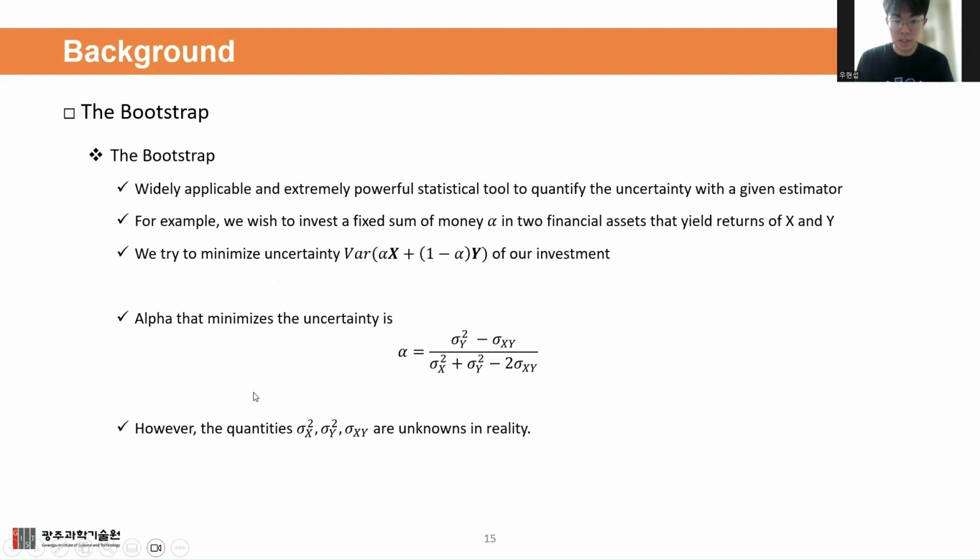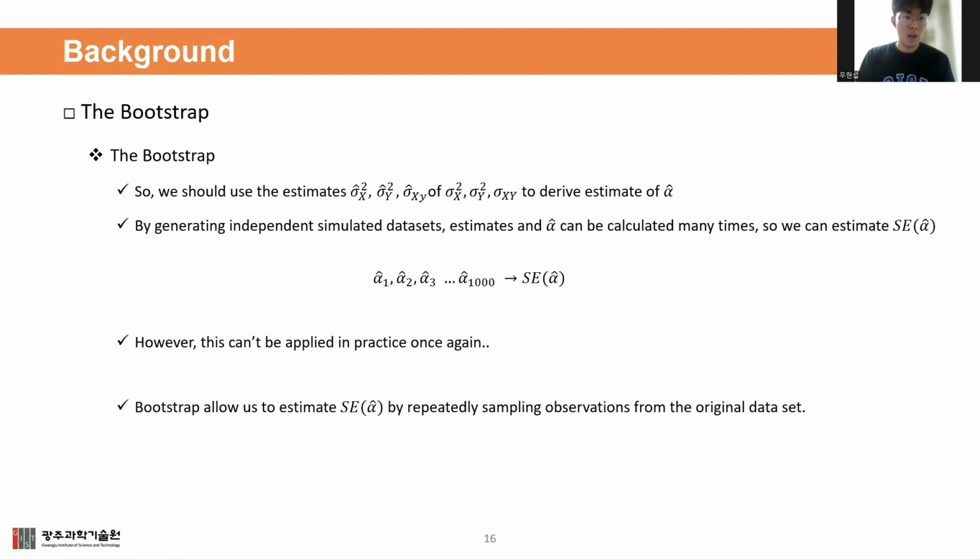However, the quantities like sigma x squared, sigma y squared, and sigma xy are unknown in reality because we don't know the whole data of each. So we should use estimates of these variances to derive an estimate of alpha. And by generating independent simulated data sets, estimates alpha hat can be calculated many times. So that means we can estimate the standard error of alpha hat.